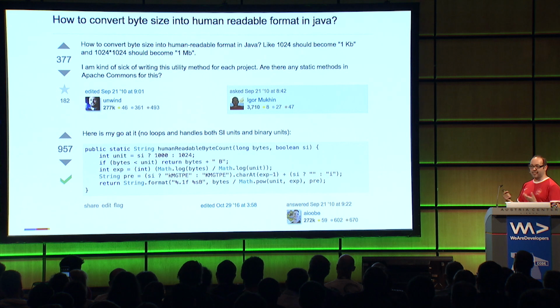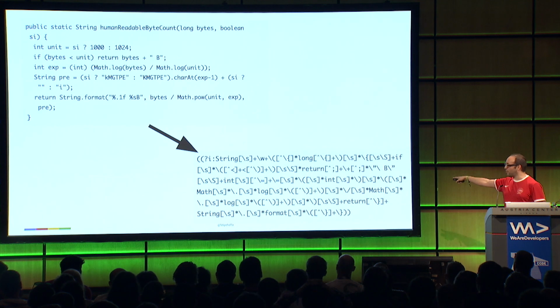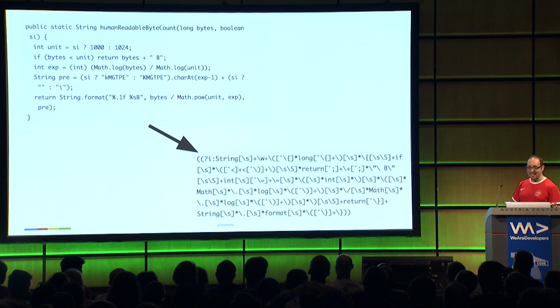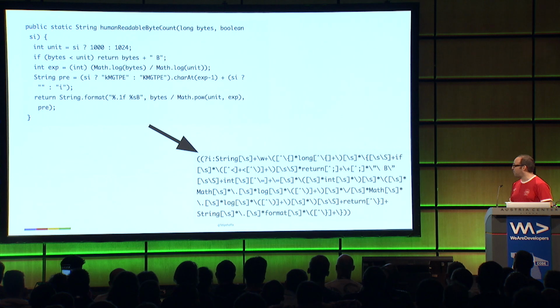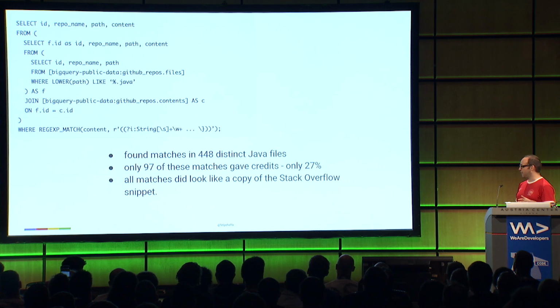Now, searching for text is not that easy because people change the name of the variables or do stuff like that. So he changed that code into this regular expression. And with BigQuery, he can search for regular expressions. He found this in more than 400 Java files. Only less than 30% give any credits. And all matches did look like a copy of Stack Overflow's code.